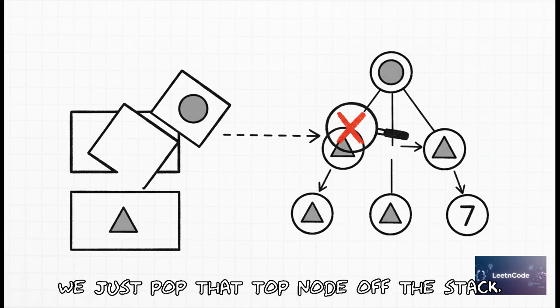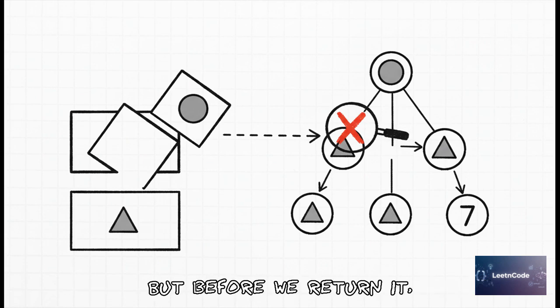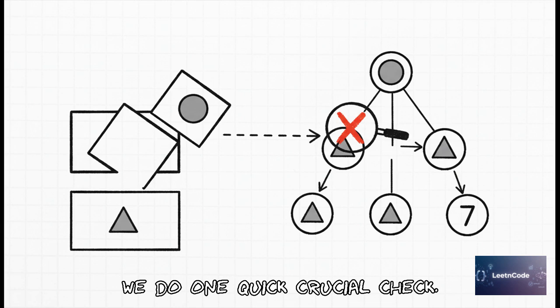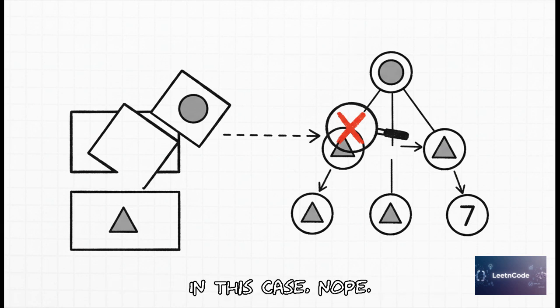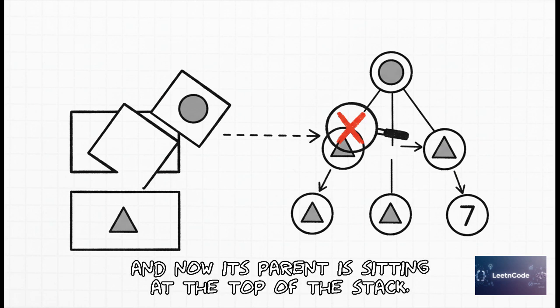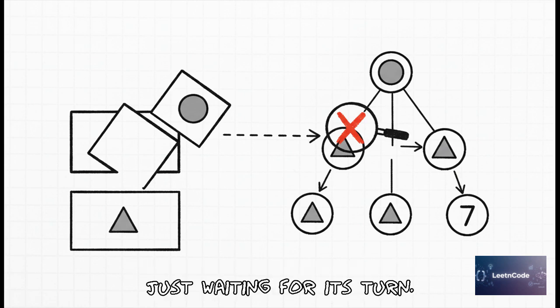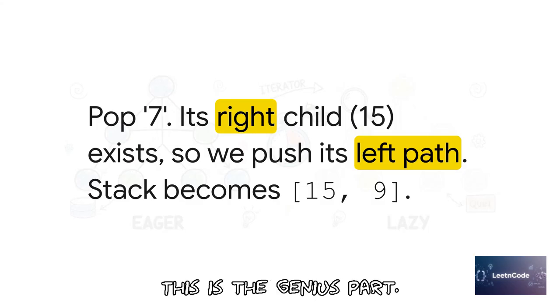So the first time someone calls next, it's super easy. We just pop that top node off the stack. There's our answer. But before we return it, we do one quick, crucial check. Does this node have a right child? In this case, nope. So we're done. We return the value, and now its parent is sitting at the top of the stack, just waiting for its turn. And here's the magic. This is the genius part.